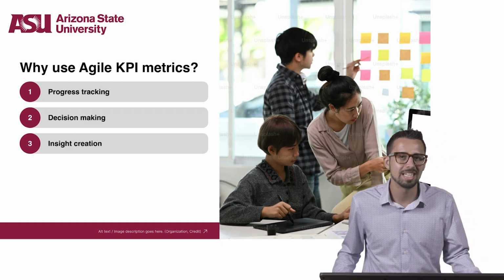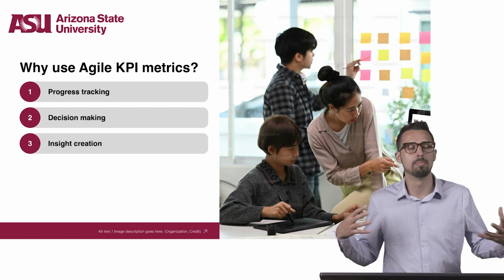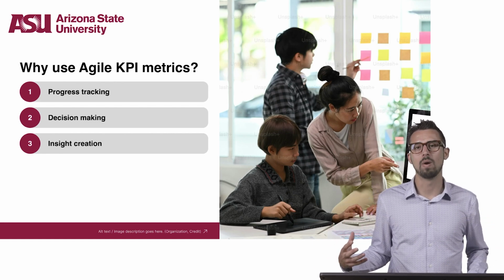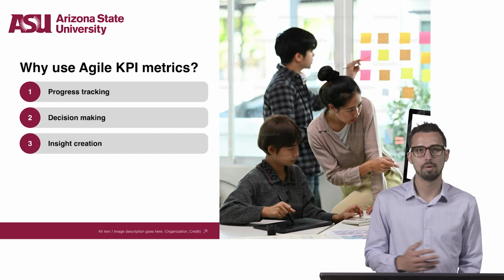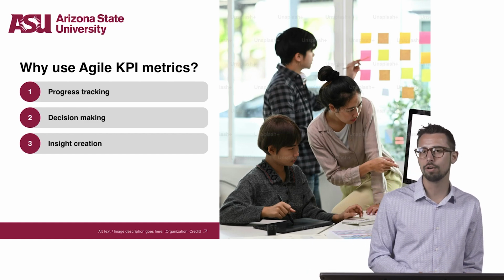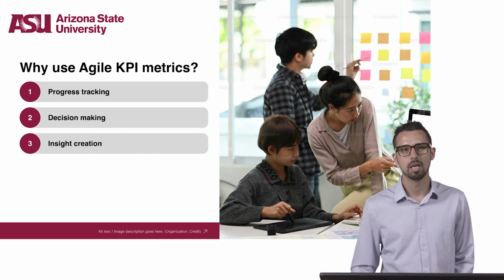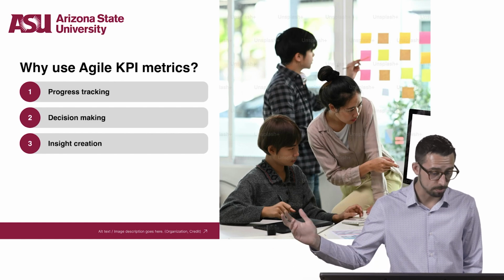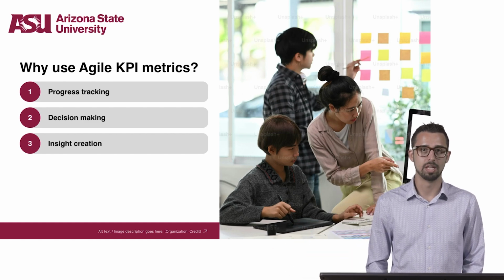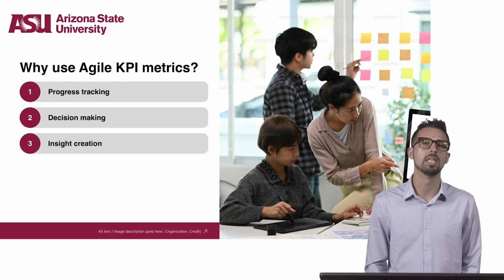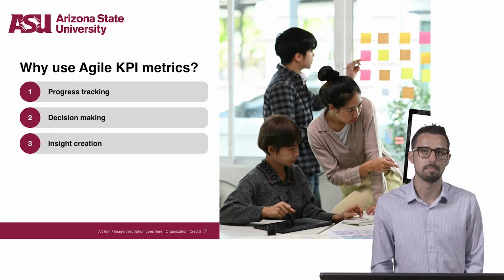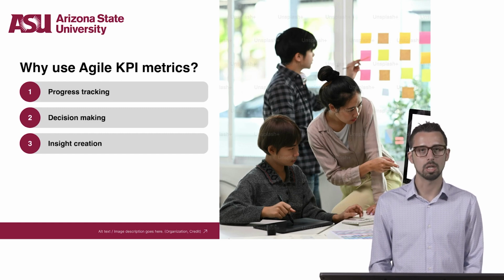And this ties in with the adaptable nature of Agile, whereby teams pivot quickly to make changes and improve a project's deliverable. Decision-making is another one that you can use. KPIs help leaders to make decisions about teams' workload.